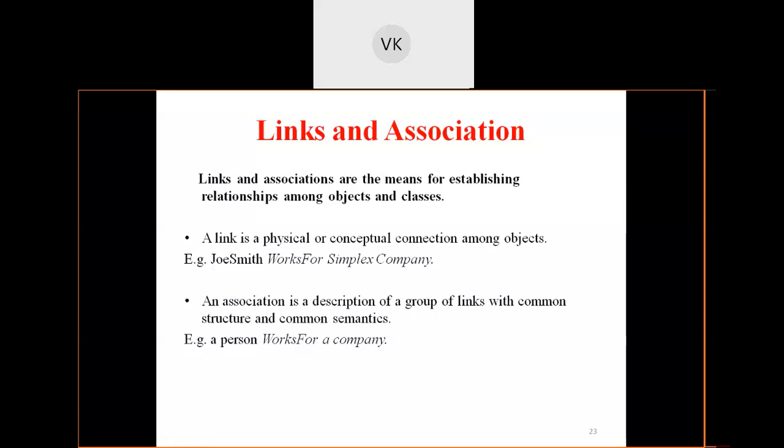Okay, here you see Joe Smith works for a Simplex company. Joe Smith is a particular person and Simplex company is the name of the company here. So that he is working in that company is an example for the link here. For association, the example is a person is there and a company is there. I don't know the name of the person. I don't know which company he is working for. So that it is a general thing here. If there is a link between the person class and the company class, then that connection we are going to call an association.